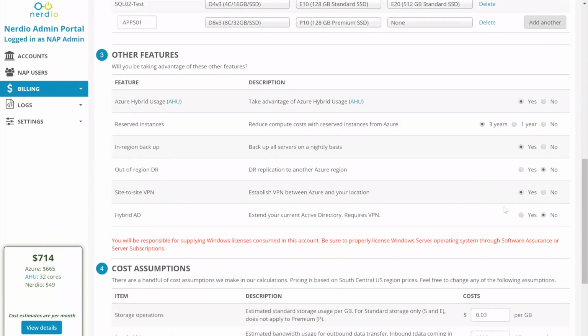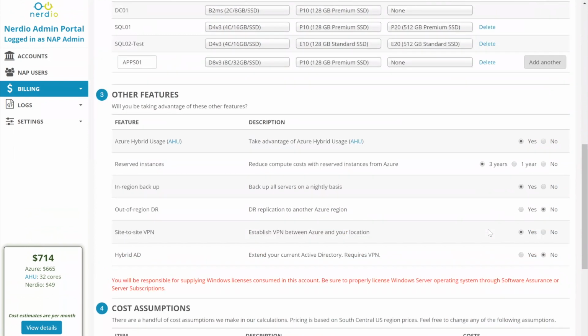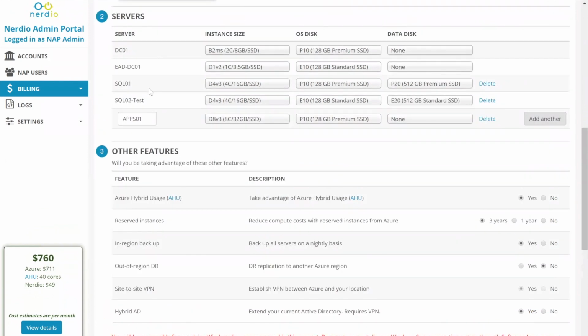We also have hybrid AD. So hybrid AD, as you remember, is a way of extending an existing Active Directory into Azure. When we enable hybrid AD, it calculates the cost of a number of things. First of all, it's going to add an additional server. This is going to be your hybrid AD server. So we've got to maybe update that server for the right size. You'll also notice our number of cores has now changed because we now have an additional 8-core pack that has to be taken into account. This is a server that cannot be deleted because we have hybrid AD enabled.